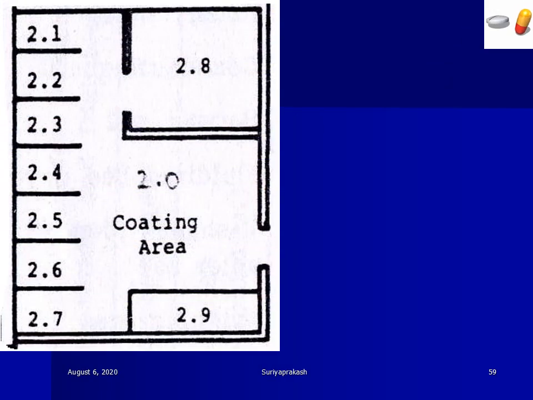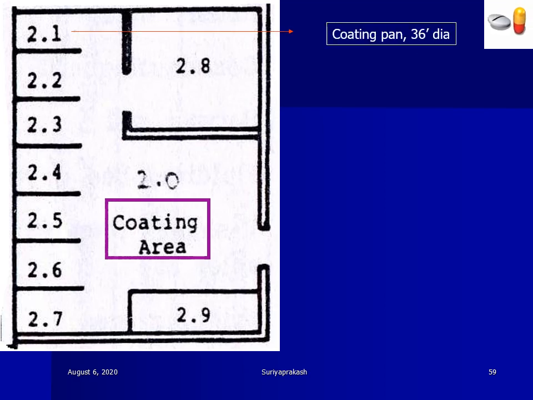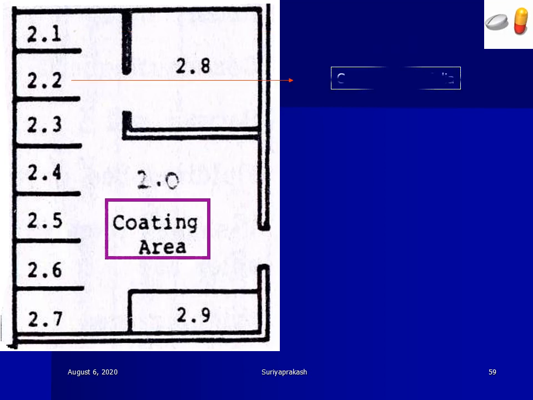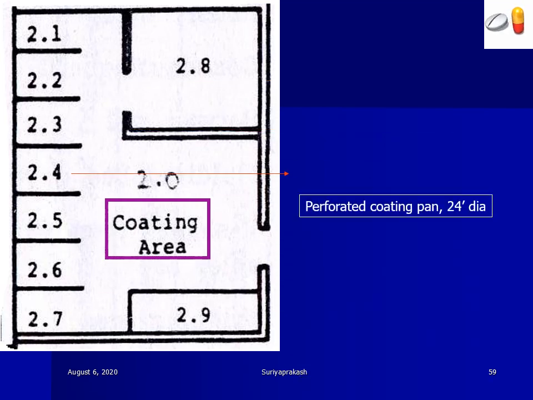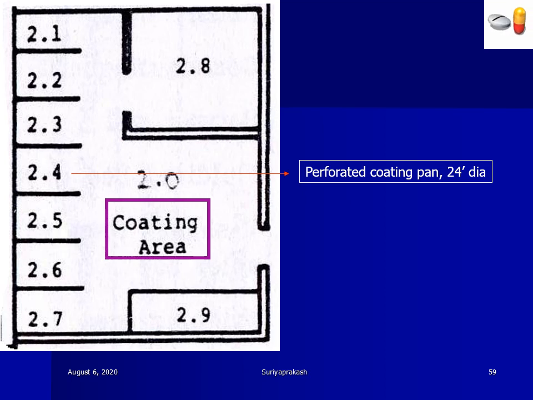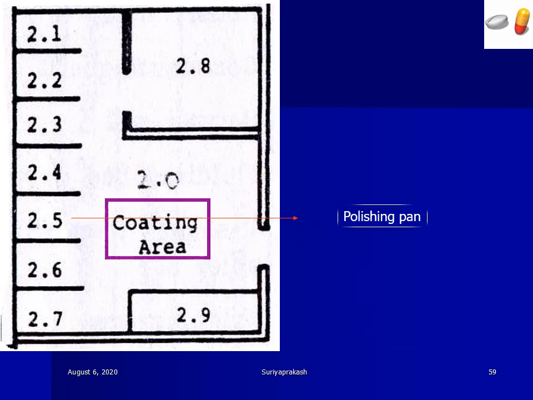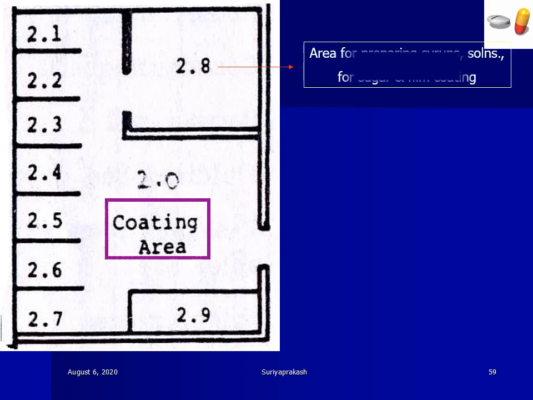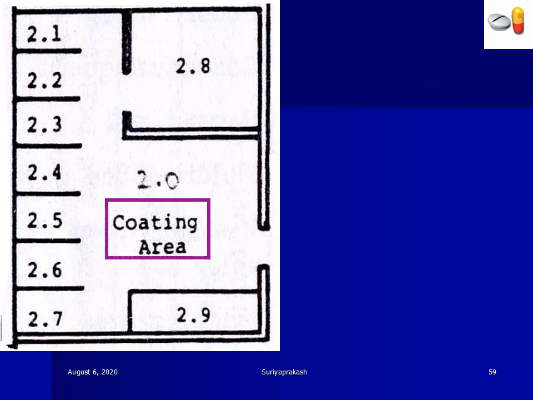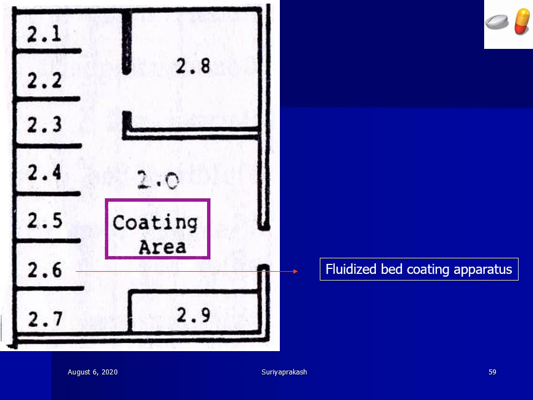Okay, this is the next one, tablet coating area. So 2.1 is the coating pan, 36 inches diameter. In our machine room we have a small coating pan. This is a 30 inches diameter coating pan, 20 inches diameter coating pan, perforated coating pan 24 inches diameter. Polishing pan, airless spray equipment 2.7. Area for preparing syrup solutions for sugar and film coating materials 2.6. It was missed: fluidized bed coating apparatus.